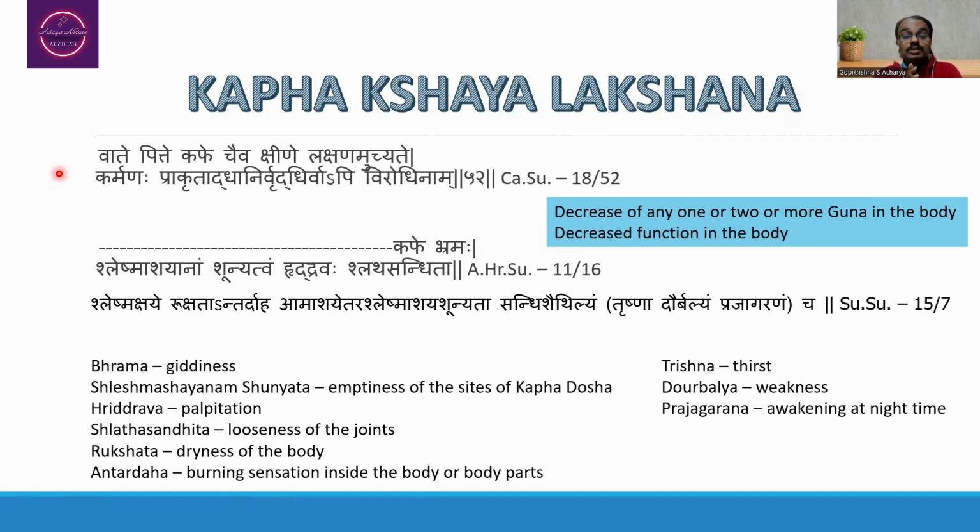When you look into this, Brahma refers to giddiness. Shleshma Shayana Shunyata means emptiness of the sites, the sthana, of Kapha dosha: Uraha Kanta Shiraha Kloma Parvanyama Shayorasah, Medo Khranam cha Jikhvacha, Kafasya Sutaramurah. When there is shunyata, or snigdha gunakshaya, in these sites, Kapha Kshaya Lakshana can be observed. Hridravaha means the person will have palpitation.